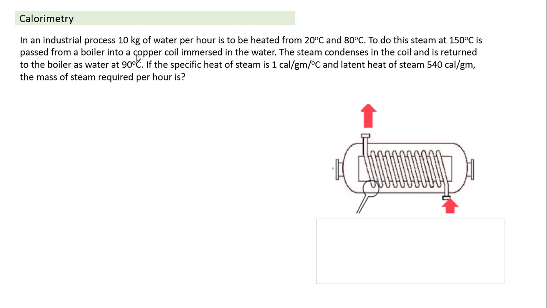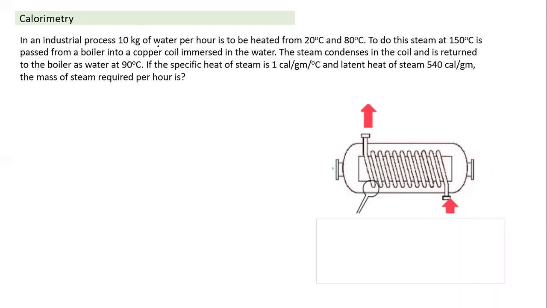What is the industrial process? Industrial process, this will happen in case of hotels and other places also, where there is a centralized water heating system. So here 10 kg of water per hour is to be heated from 20 degrees to 80 degrees. You know, in hotels also we get hot water supply. So there will be some vessel which contains water and will get heated here.